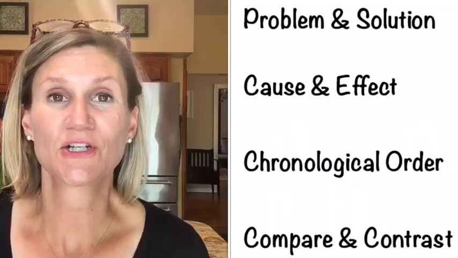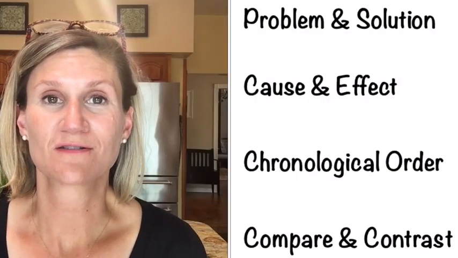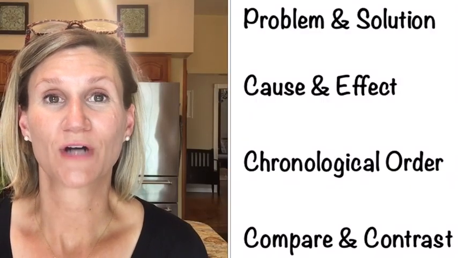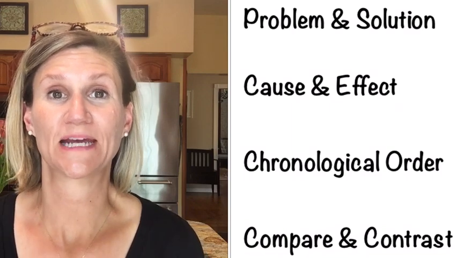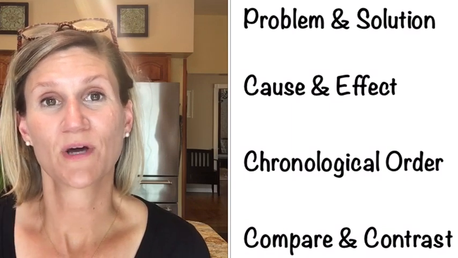So first, let's remember the 4 text structures that we focused on in part 1. In part 1, we looked at problem and solution, cause and effect, chronological order, and compare and contrast. Now, I want to show you how these structures showed up last week when we had one of our large trees cut down.